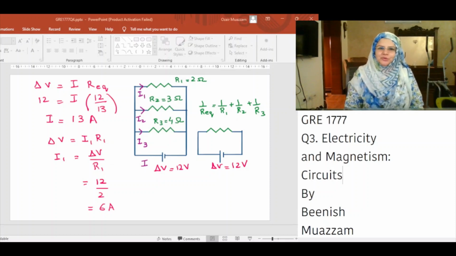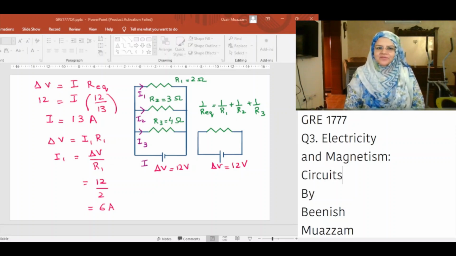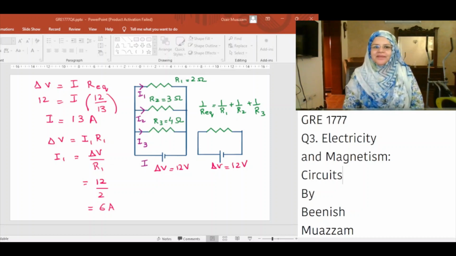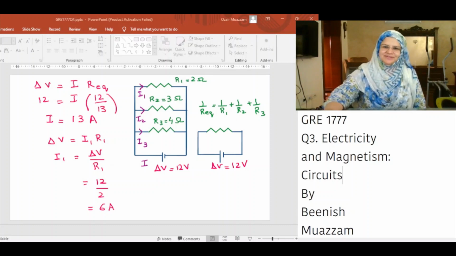Delta V is equal to I R equivalent. Delta V is the potential difference and is equal to 12 volt. R equivalent is equal to 12 over 13. Therefore, total current I is equal to 13 amperes. Delta V is equal to I1 R1. I1 is equal to delta V over R1. Delta V is equal to 12 volt. Resistance R1 is equal to 2 ohm. Current in resistor R1 is equal to 6 amperes.